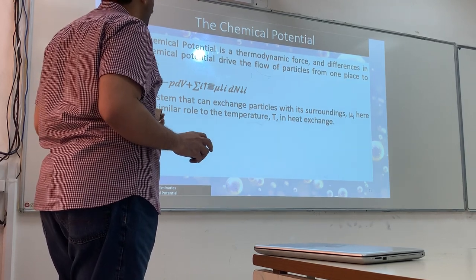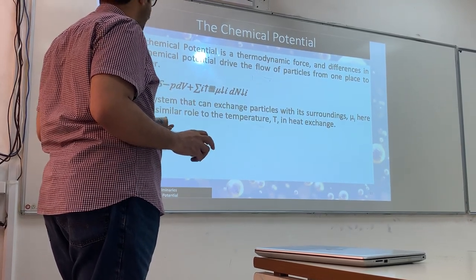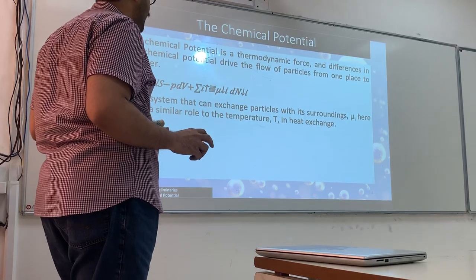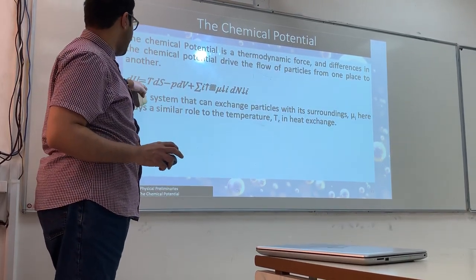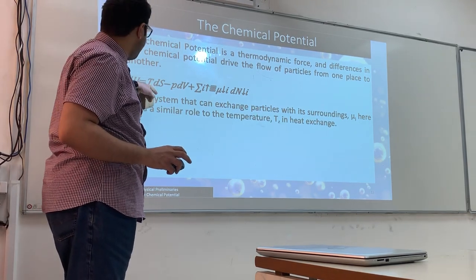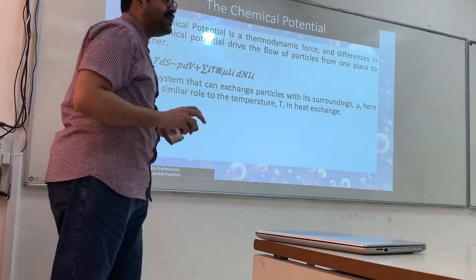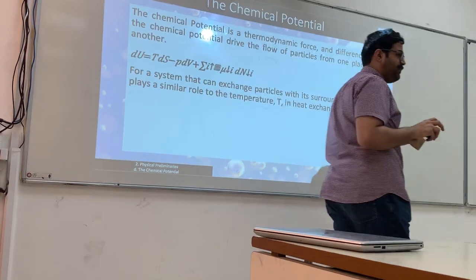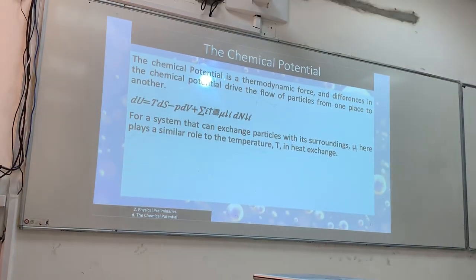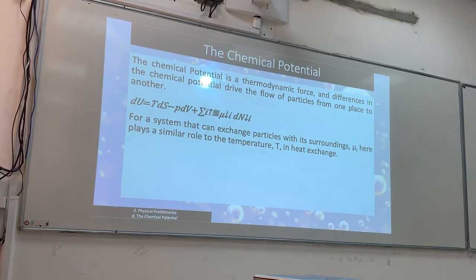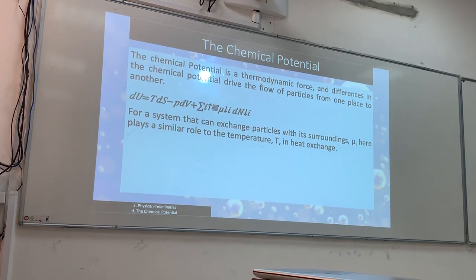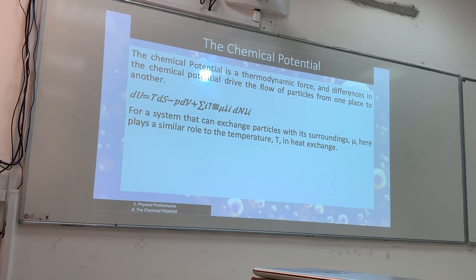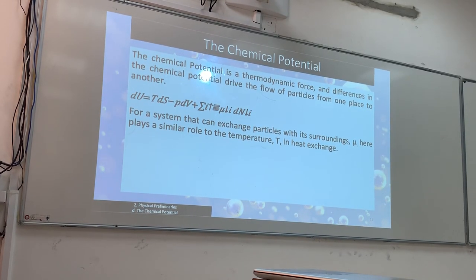The chemical potential is a thermodynamic force, and differences in the chemical potential drive the flow of particles from one place to another. Okay, so if we have the chemical potential, we can see that it's like a driving force. For example, when we have something heated up, the heat tries to go from higher temperatures to lower temperatures. The chemical potential tells us where particles go, from a higher concentration to a lower concentration.